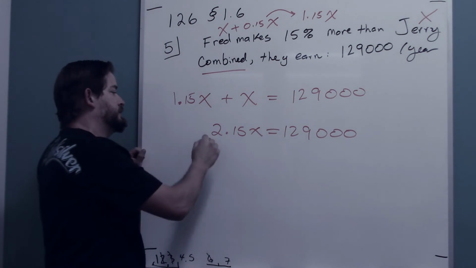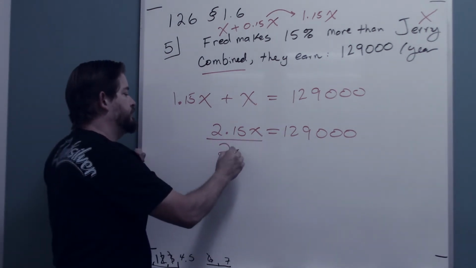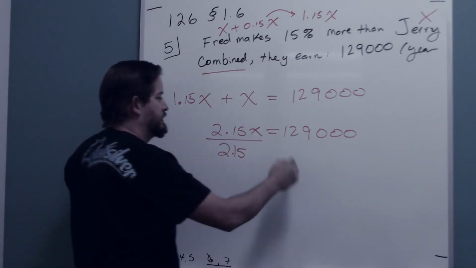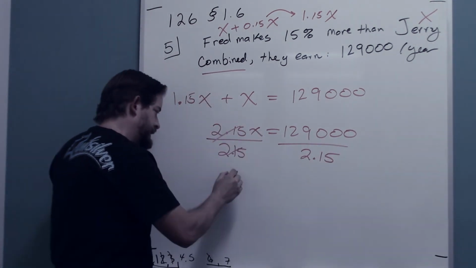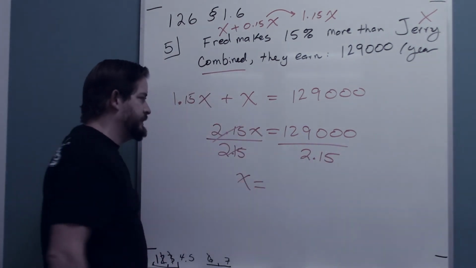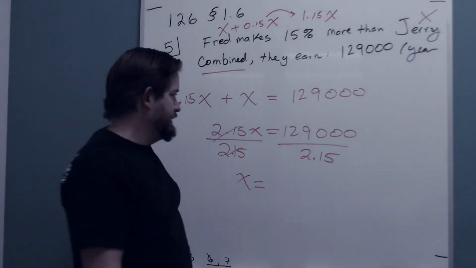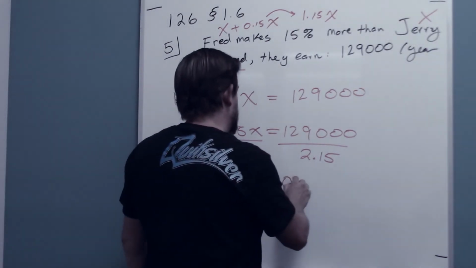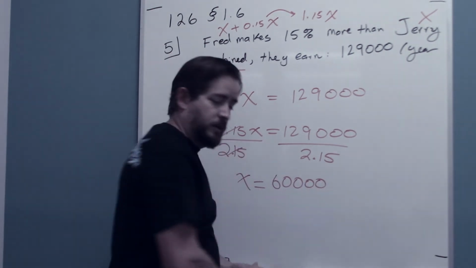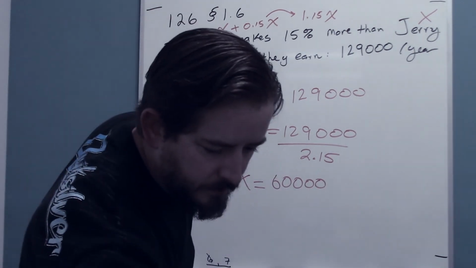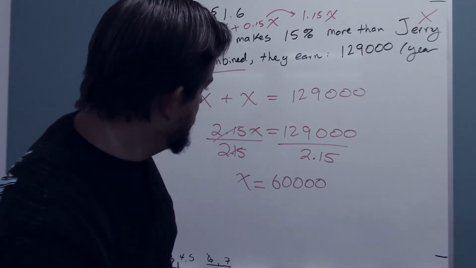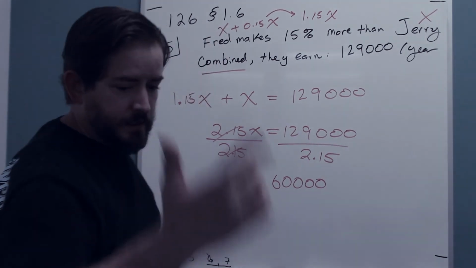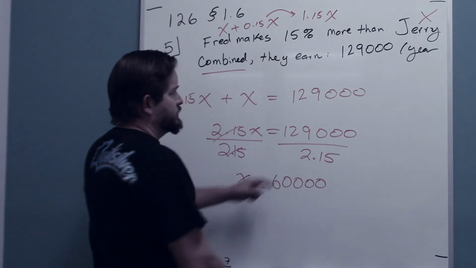And all I have to do here is divide each side by 2.15. Right? And I've solved for x. X is 60,000. Probably. I don't know, I'm checking that one. 129 divided by 2.15, 60,000, right? And that's what Jerry makes.